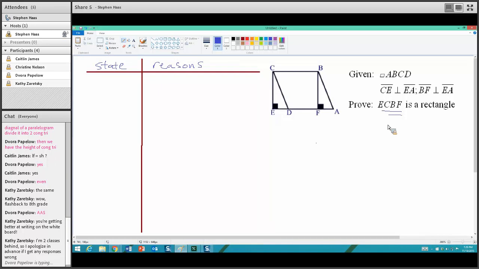This actually looks like a relatively easy one, to be honest with you. I'm just thinking right away, remember, for a rectangle, as long as you can prove four right angles, you've proven a rectangle right there. That's really all you need.